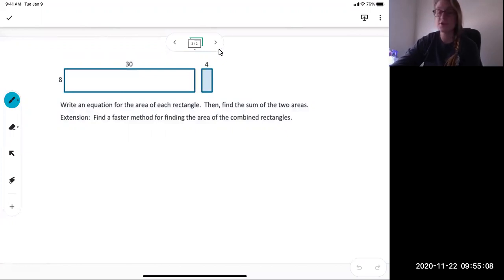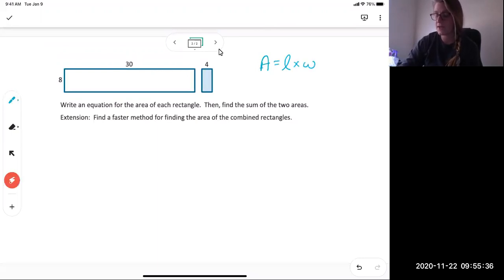So first, we need to write our equation to find areas. Thinking back to when we did area and perimeter, what is the equation that we use to find the area of a rectangle? The equation that we use to find the area of a rectangle is that the area is equal to the length of our rectangle times the width.